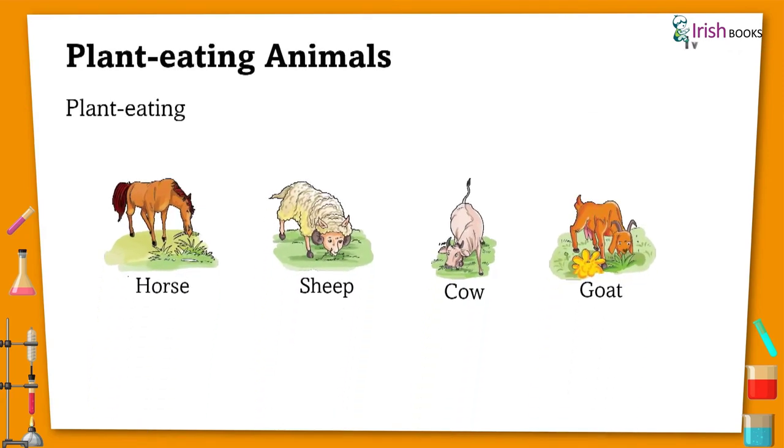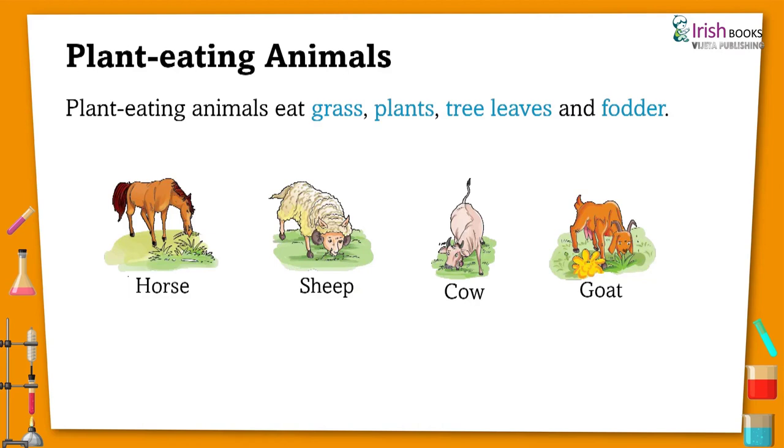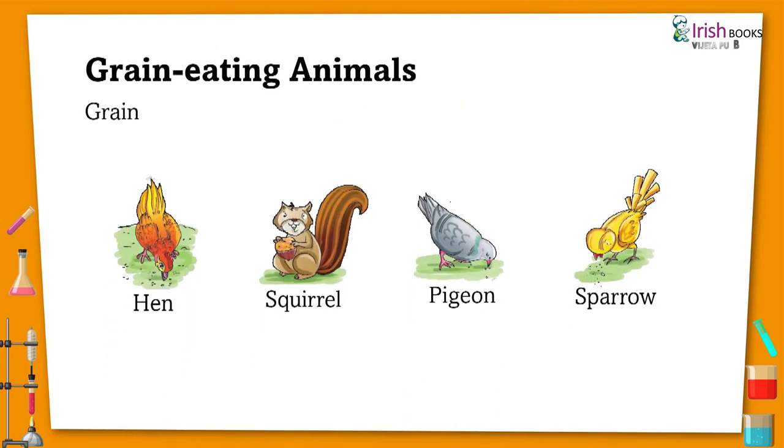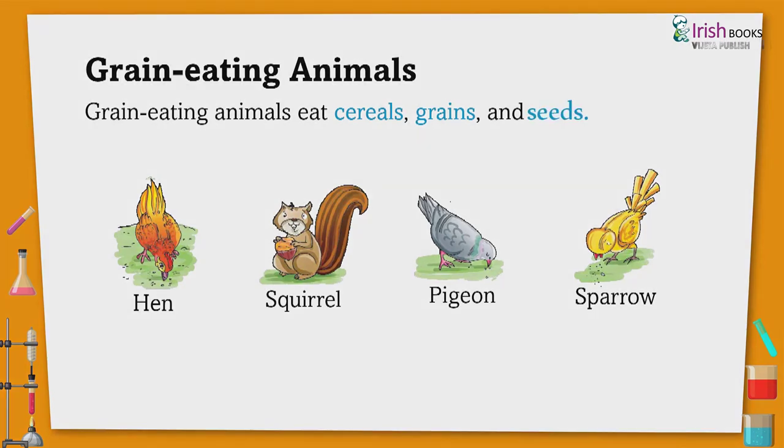Plant-eating animals. Plant-eating animals eat grass, plants, tree leaves, and fodder, like horse, sheep, cow, goat. Grain-eating animals. Grain-eating animals eat cereals, grains, and seeds, like hen, squirrel, pigeon, sparrow.